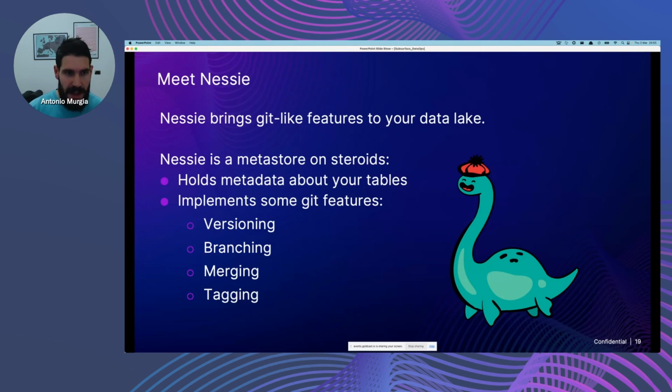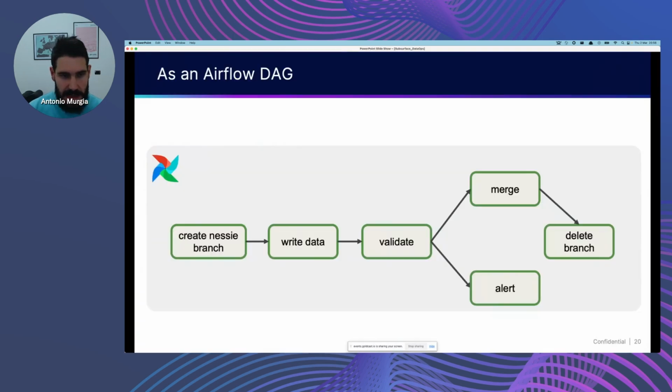Well, the hero of the day is a monster, and it's the Loch Ness monster. Here I present to you Nessie. Nessie is a technology that brings Git-like features into your data lake. You can think about Nessie as a metastore on steroids. It holds metadata about your tables the same way good old Hive metastore does, but also implements some Git features on top of it. So you have versioning, branching, merging, and tagging.